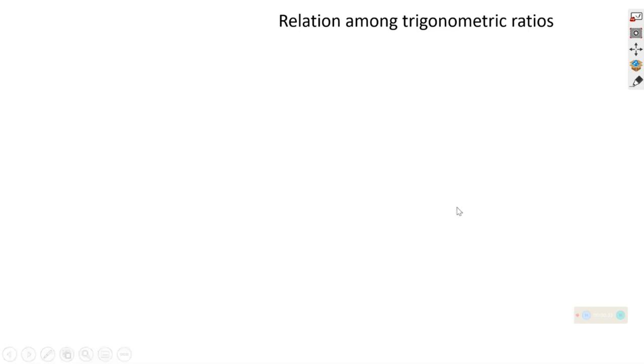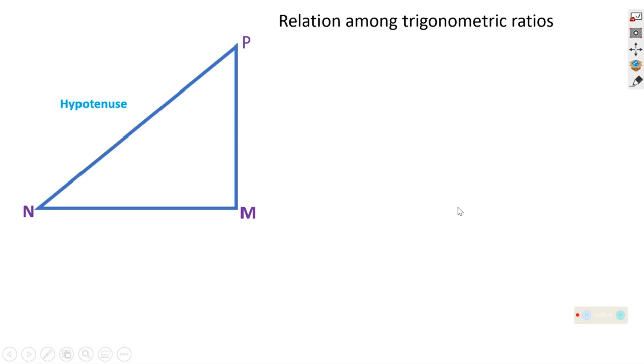Let us understand this in a different way. Here is a triangle in front of you. Very simple triangle, and it is a right angled triangle. Let me name this triangle as P, N and M, and this is the right angle, right? This is the right angle. If this is the right angle, and if I name this angle as theta, any measure it can be, this is 90 degree, this is theta.